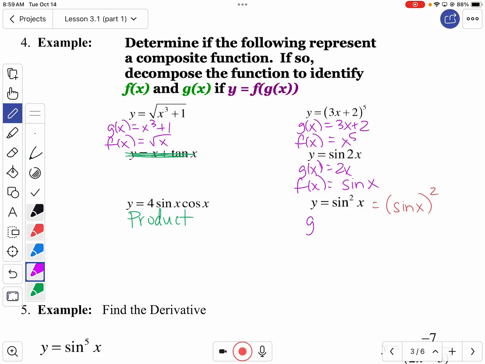So g of x would be our sine of x. And then f of x would be our stuff that's being squared. Okay, we are squaring the sine. Right? So recognizing the composition is very, very important.